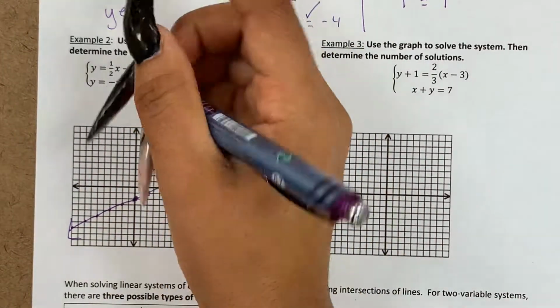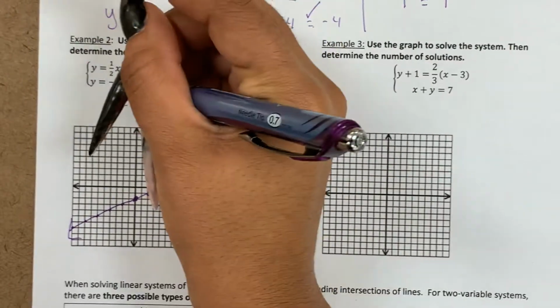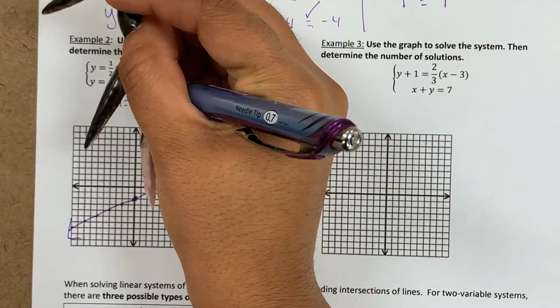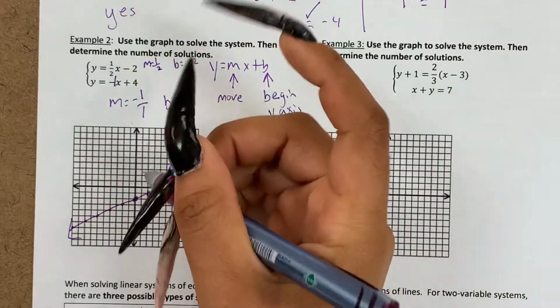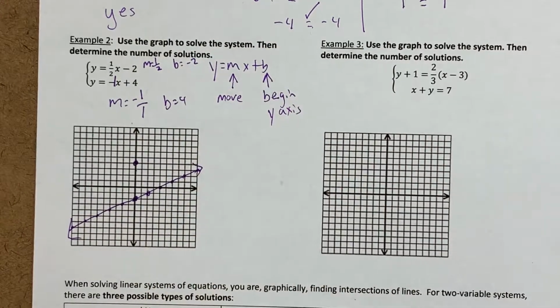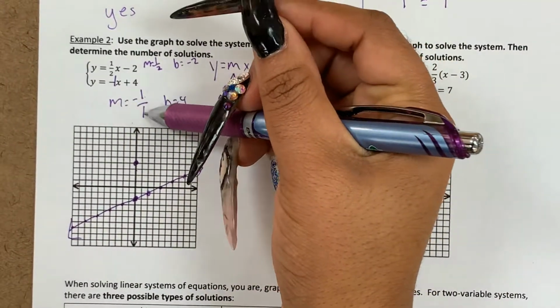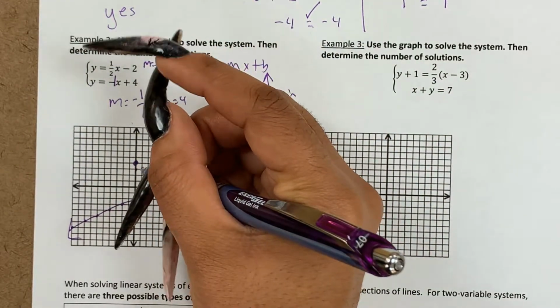Okay, for the second equation, your m is negative 1 over 1. Remember, if there's no number in front of x, it's 1. And your b is 4. So you're going to begin at 4 on the y-axis. Put a point at 4, and your rise over run is negative 1 over 1. Since it's negative, you're going to go down 1, right 1.